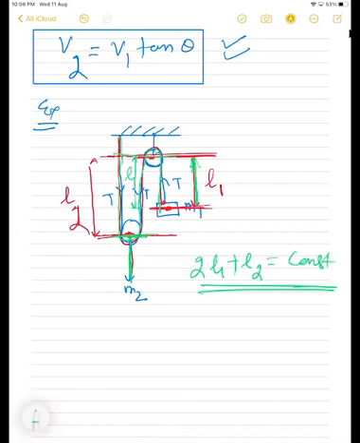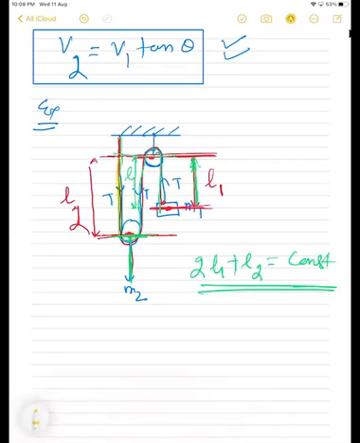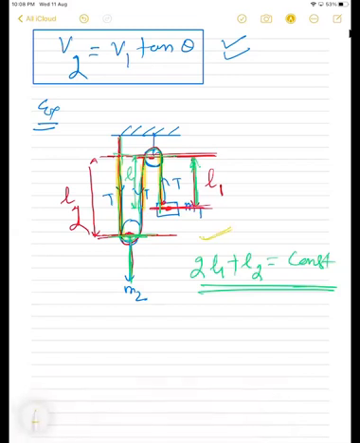Okay, students, see here. I'm saying this part again. See this length. This length is L2, right? And this length is L1. Yes or no, students? From the equation only, you can see 2L1, because this rope, these two sides, 2L1 plus L2 is equal to constant, right? So from there, if I differentiate, I can write what?